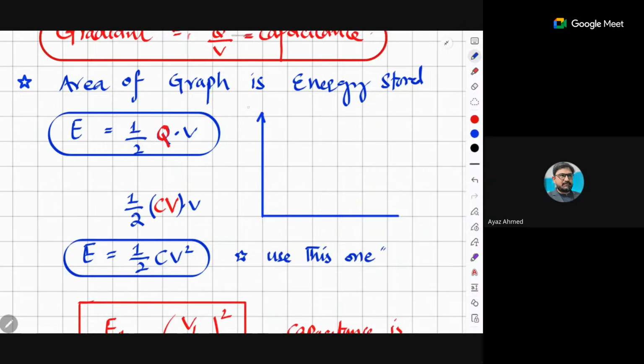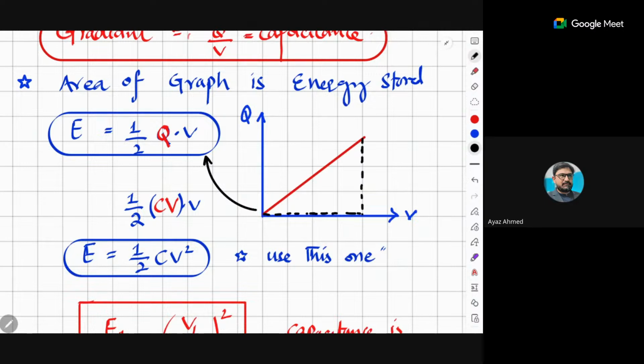Are you people agree? Yes. Okay. So if I want to find out the area of this, area means definitely I have to figure out that the area will be the area under this graph. So when it is the area under this graph, it is basically 1 upon 2 Q times V.